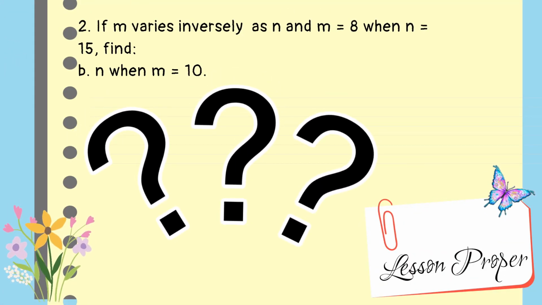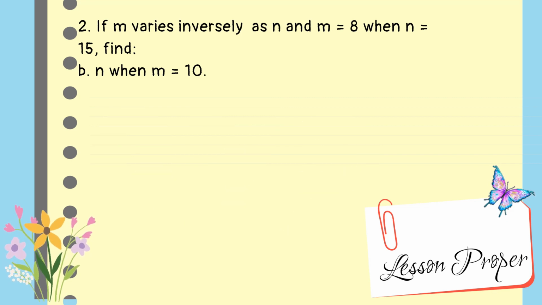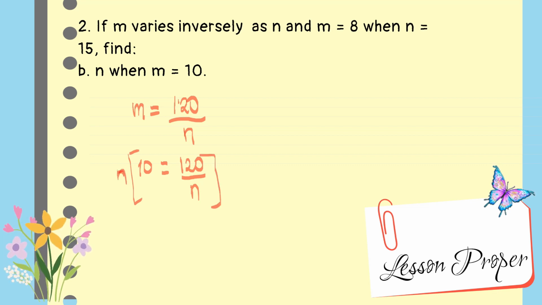How about n when m equals 10? Again, we use our equation. m equals 120 over n, and we want to solve for n when m is 10. So we have 10 equals 120 over n. Now we multiply the whole equation by n. So we get 10 times n is 10n equals 120. n divided by n is 1 times 120 is 120. To solve for n, we divide this by 10. Therefore, n is equal to 120 divided by 10 is 12. So n is equal to 12 when m is equal to 10.